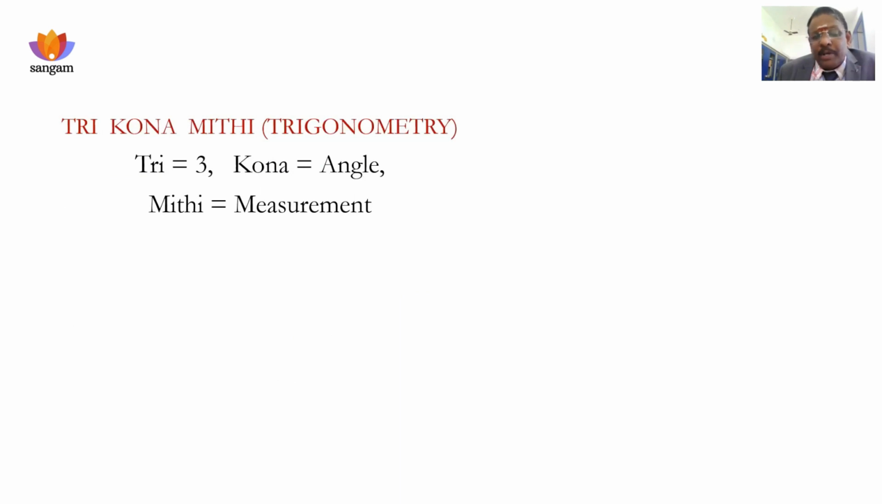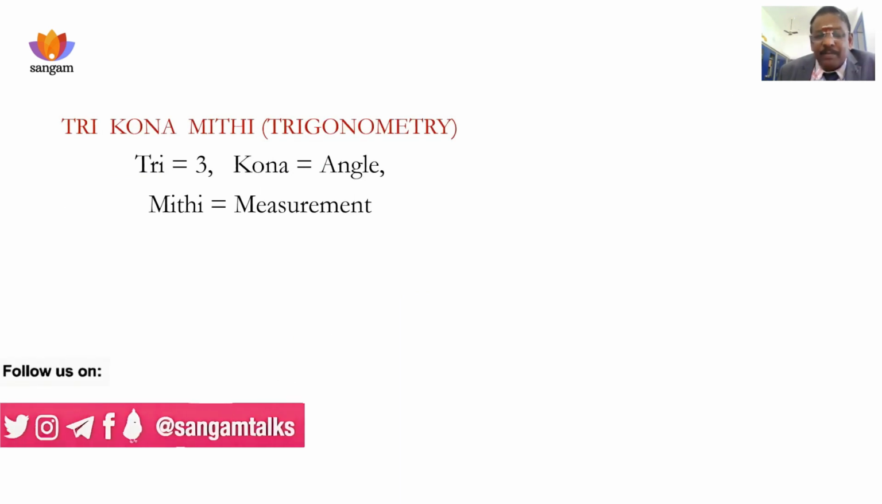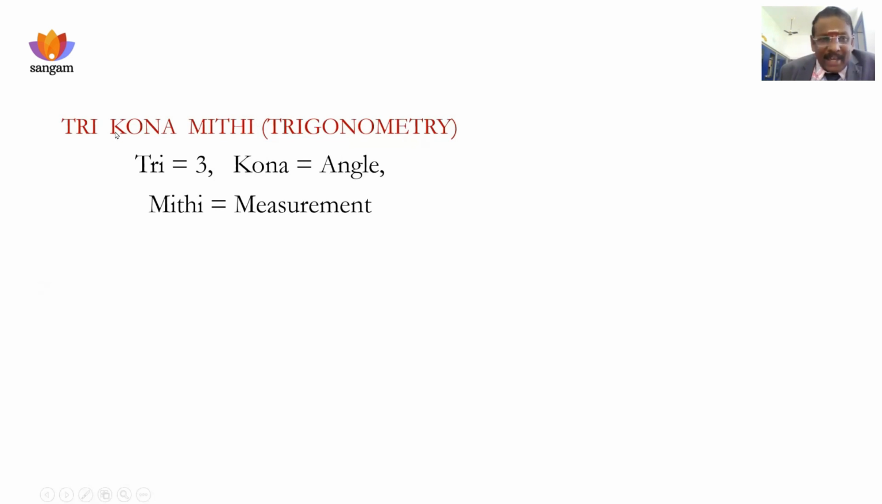What do you mean by trigonometry? It is a name derived from the Sanskrit word trikonamiti. Miti is measurement, kona is angle, tri is three. In Sanskrit, three becomes tri, or three in English.